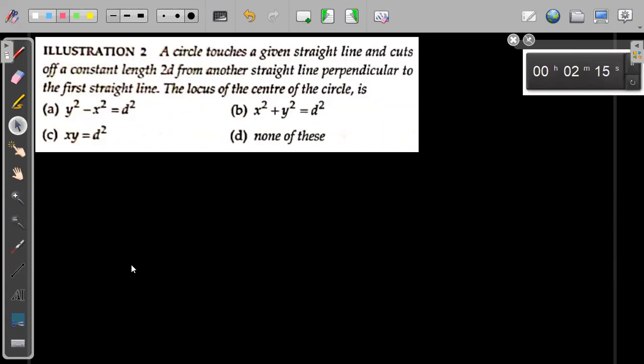A is the answer. Please check. The answer is A.